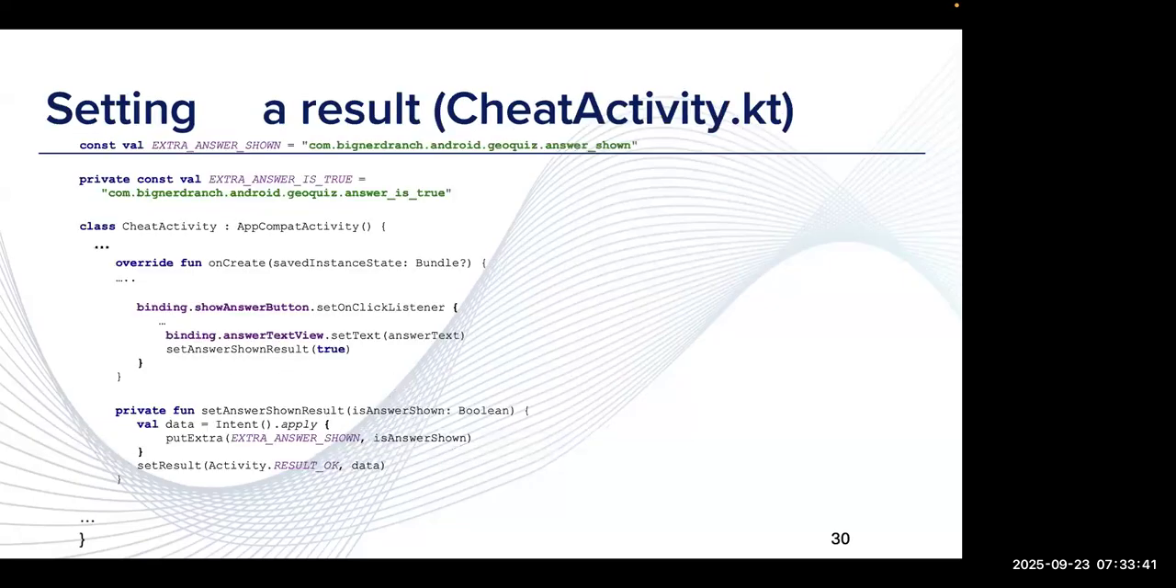So in here we are in the cheat activity class, inside of our set answer shown result. This one was to put that extra and say the answer was shown. We're going to set the result like we were starting the activity, but in this case we're going to call set result, say the result was okay, and then pass on the data.